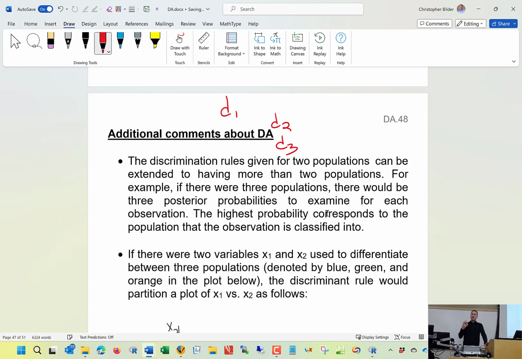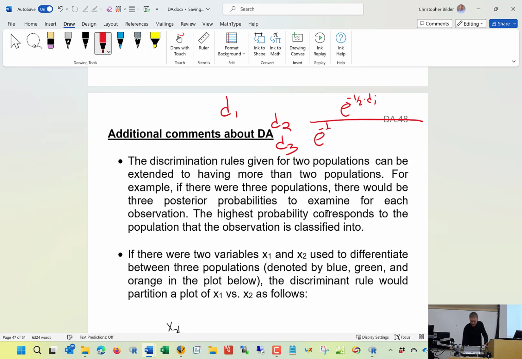We might calculate a Mahalanobis distance for, let's say, three different groups, and look at the distance that is the smallest, and that's what you would classify that observation into. Then you could also use this with the posterior probabilities. It's really simple. You just extend the definition of what one of these posterior probabilities looks like.